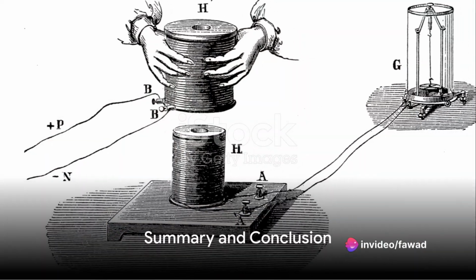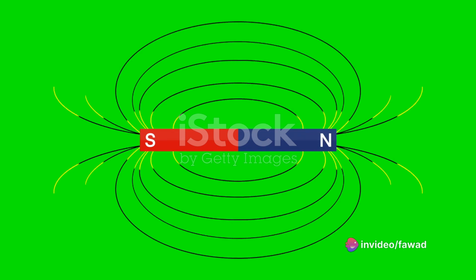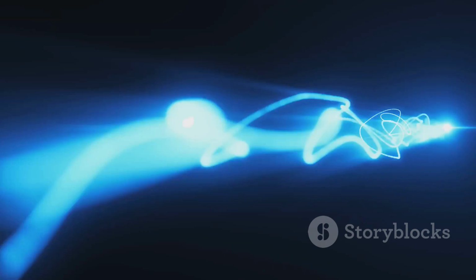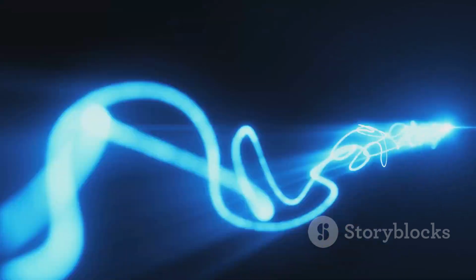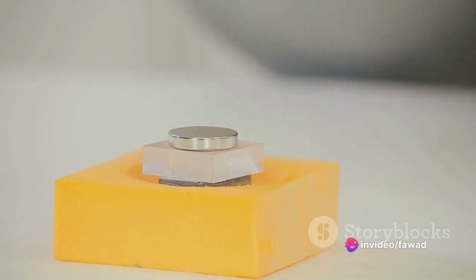In summary, electromagnetic induction is a process where an electric current is generated when a conductor moves through a magnetic field. The strength and direction of this current depend on the speed of movement, the strength of the magnetic field, and the angle of movement.